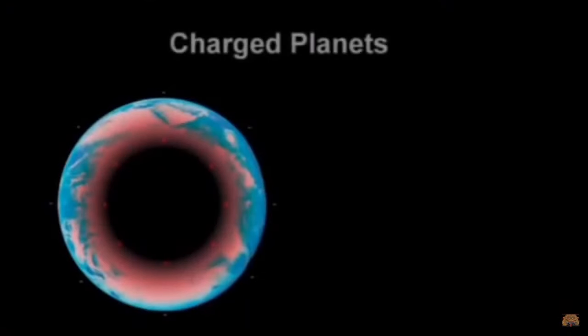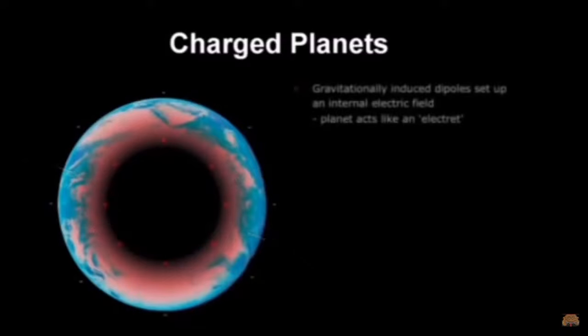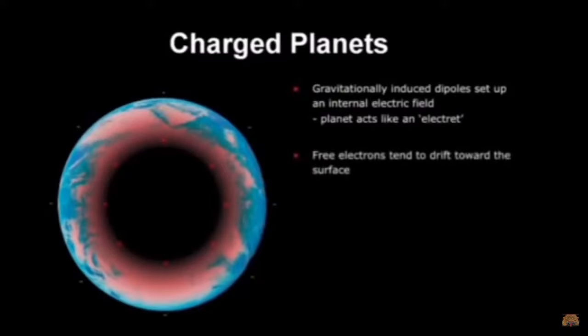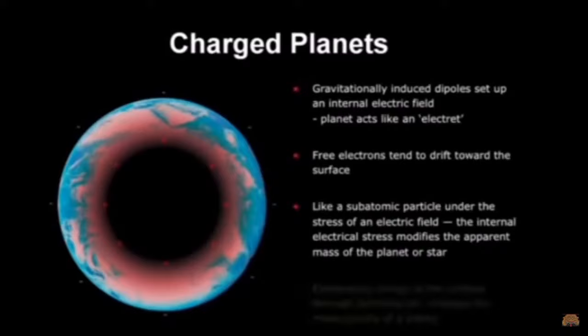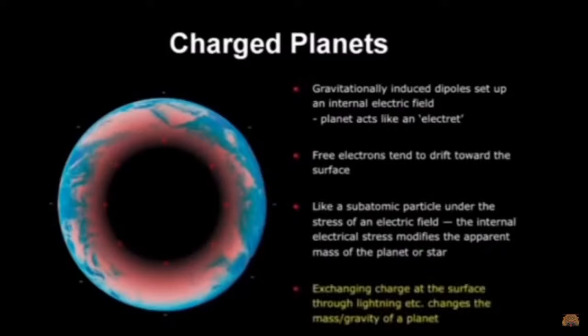Now, I said earlier that all planets and stars and all celestial objects will form an electret. In other words, you have positive poles facing inwards and negative poles facing outwards. So it sets up an internal electric field. The planet acts like an electret. And any free electrons would tend to drift towards the surface. Like a subatomic particle under the stress of an electric field, the internal electrical stress modifies the apparent mass of the planet or star, therefore its gravity. Exchanging charge at the surface through lightning, etc., changes the mass or gravity of a planet.